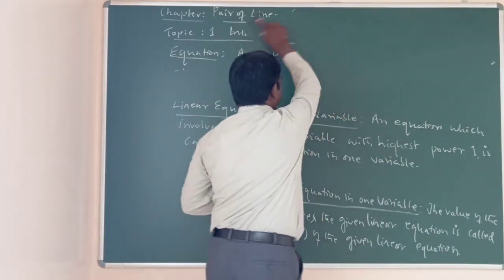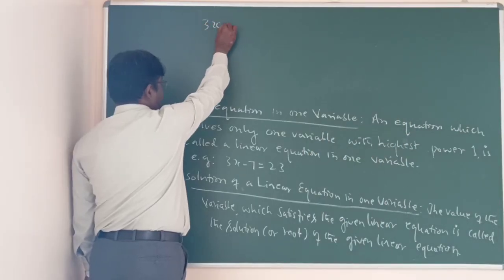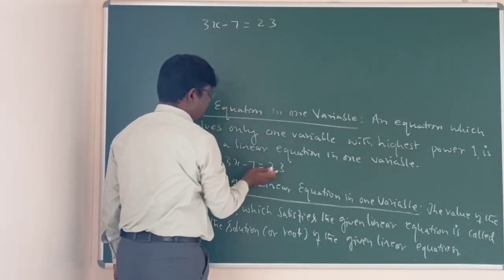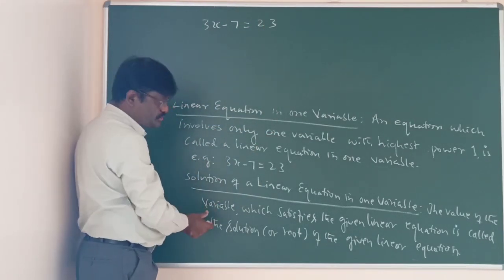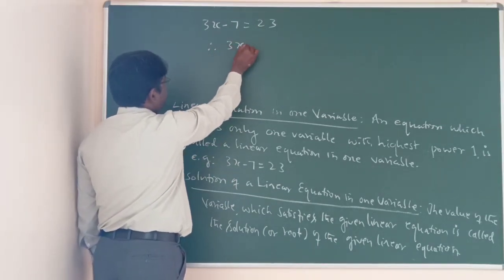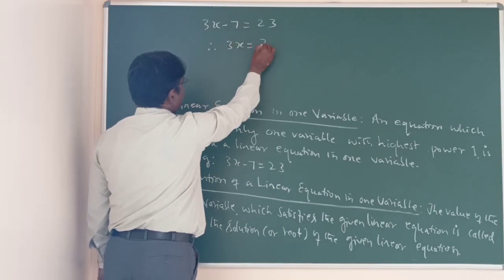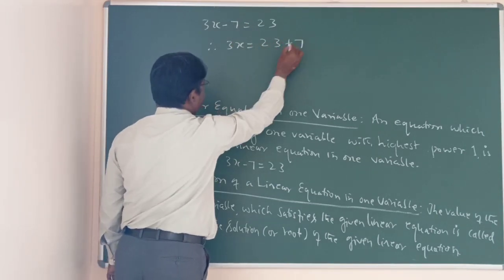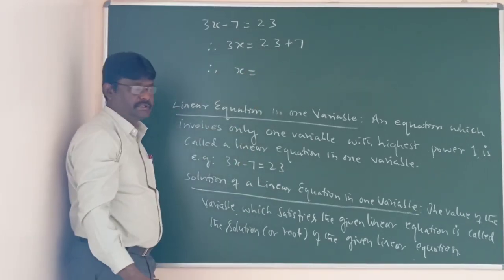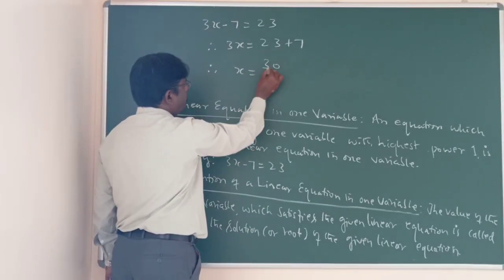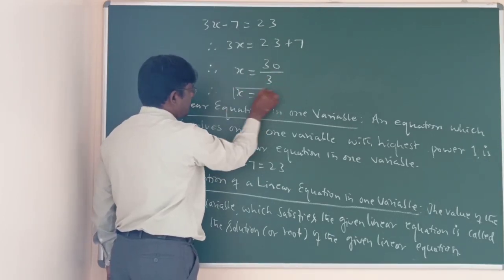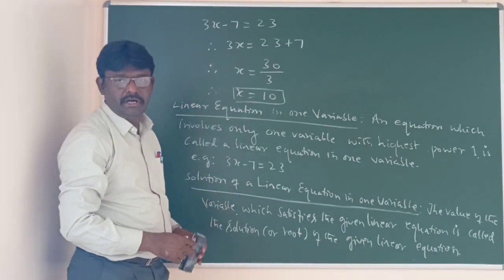Just see this: 3x minus 7 equal to 23. The same example. How to get the solution? You transfer the constant to the right, 23 plus 7. Therefore, x equal to 30 by 3. Therefore, x equal to 10. Now this is what we call the root or solution.